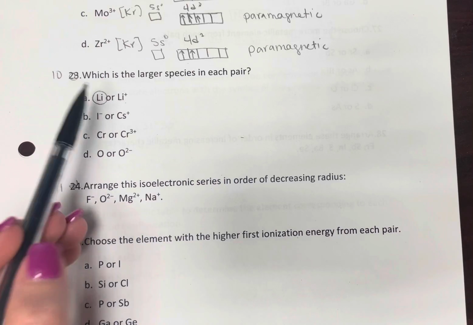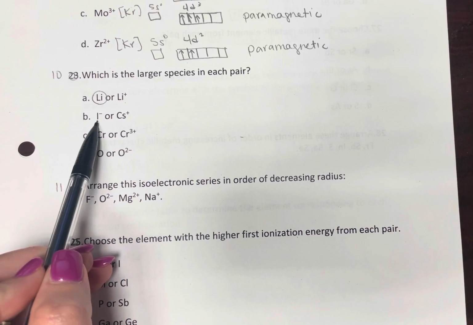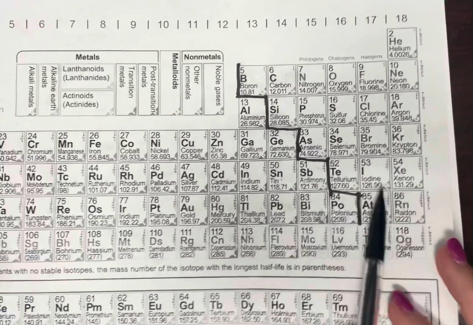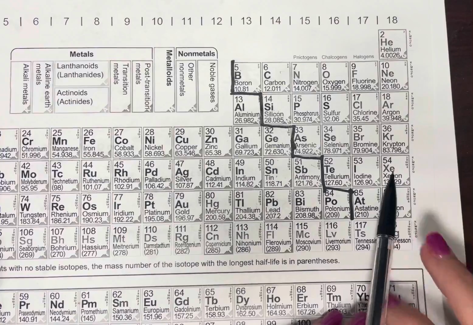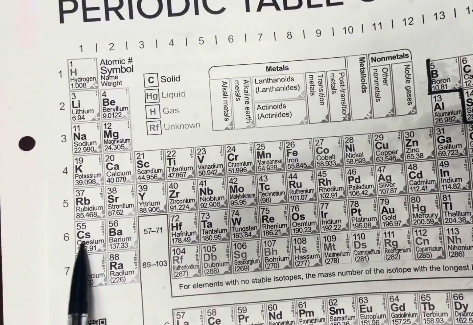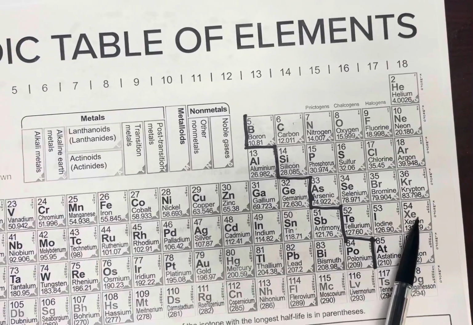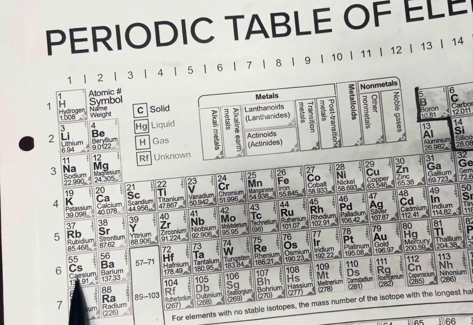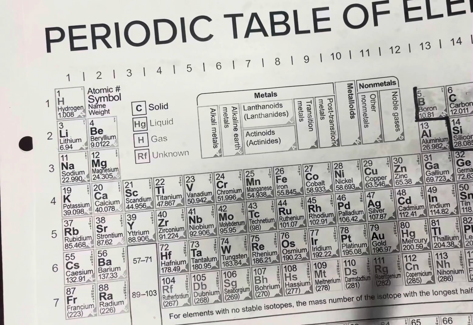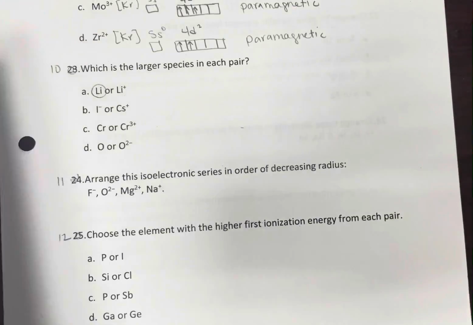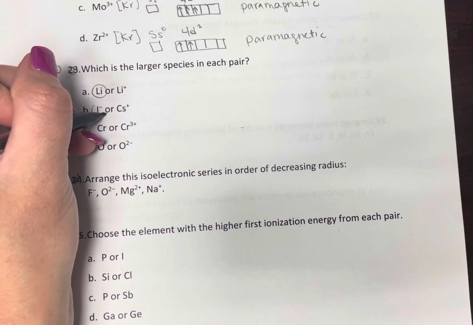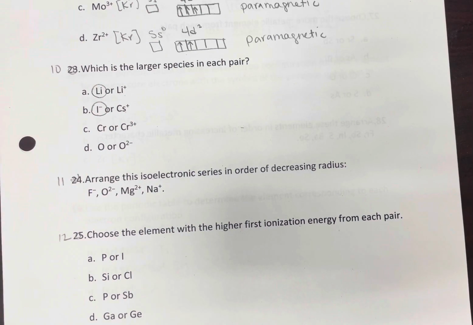Okay, so now this is a little bit tricky. Iodine minus 1 or cesium plus 1. So iodine minus 1 is going to have 54 electrons. Cesium plus 1 is also going to have 54 electrons. So they both have 54 electrons, but notice cesium has 2 more protons than iodine to handle those. So the more protons will hold those electrons closer. So the negative ones are going to be larger.